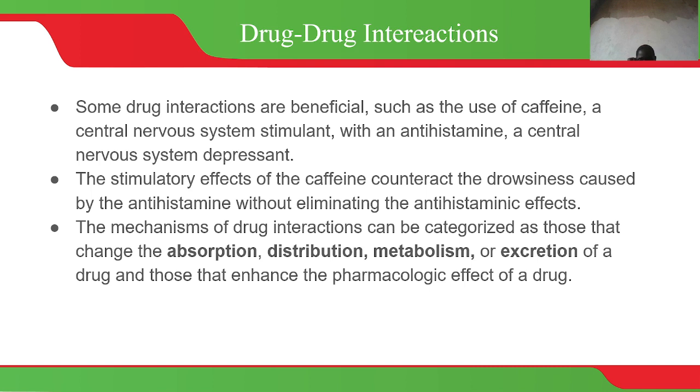Some drug interactions are beneficial, such as the use of caffeine, which is a central nervous system stimulant, with an antihistamine, which is a central nervous system depressant. So this point is telling us that some interactions produce the intended benefit that we want. For example, if somebody is taking caffeine, we know caffeine is a chemical substance that acts as a CNS stimulant. Okay, it stimulates. You become alert. You take some coffee and you feel like you are getting more alert and able to concentrate with your studies or the work that you are doing.